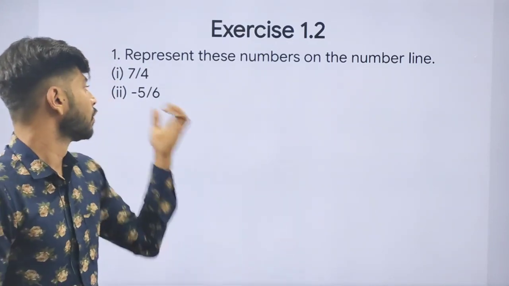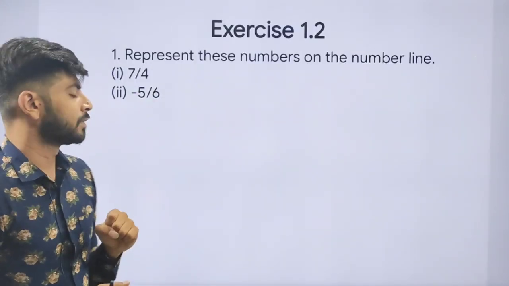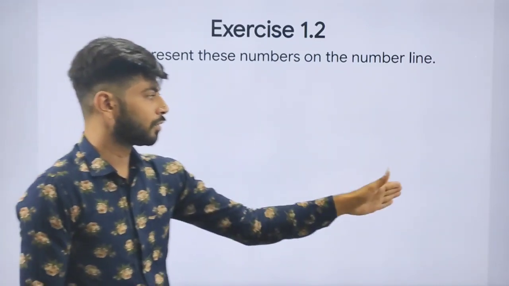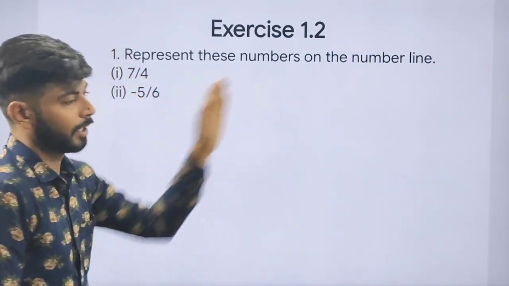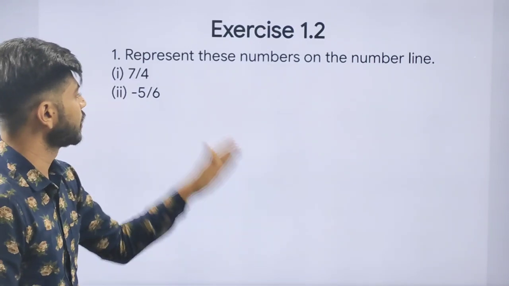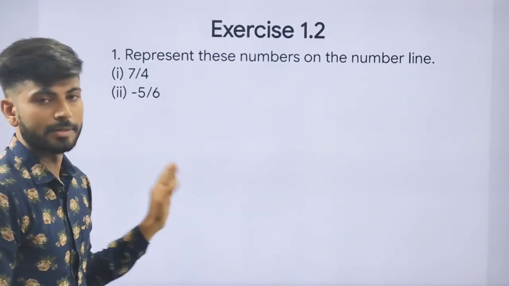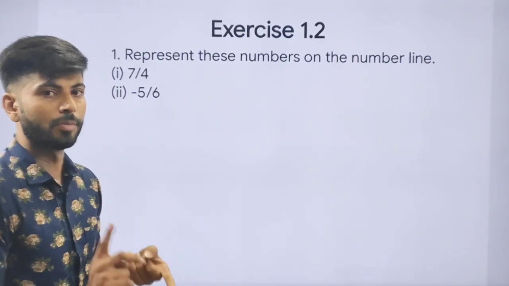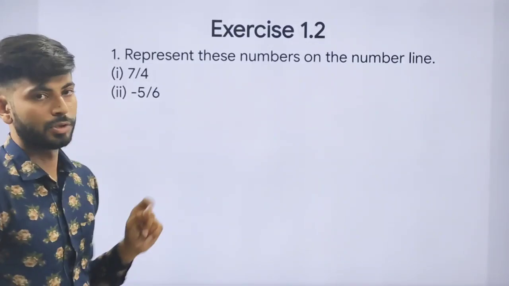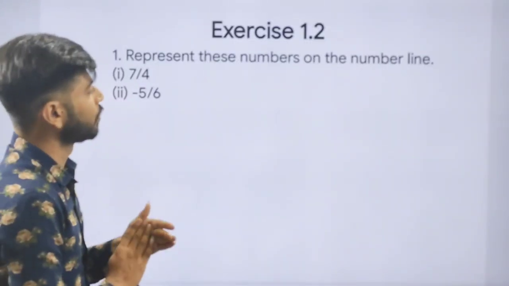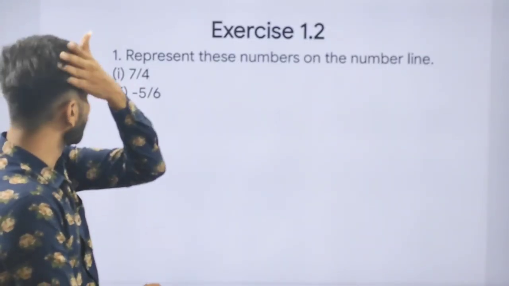Similarly, we will do it for minus 5 upon 6. We will take the negative numbers from 0. We will start on the left side: minus 1 upon 6, minus 2 upon 6, minus 3 upon 6, minus 4 upon 6, and then we will reach minus 5 upon 6. But we have to take one more number, minus 6 upon 6, to reach minus 1. Okay. So this is the method to draw the number line.